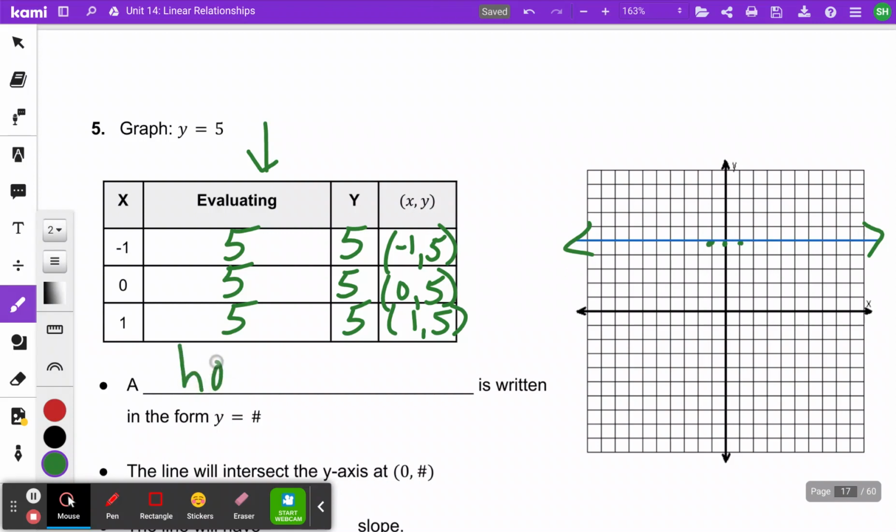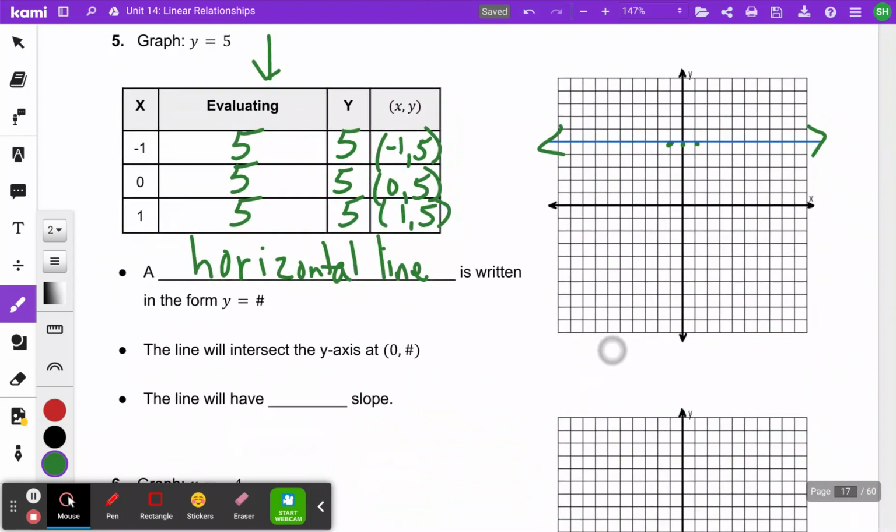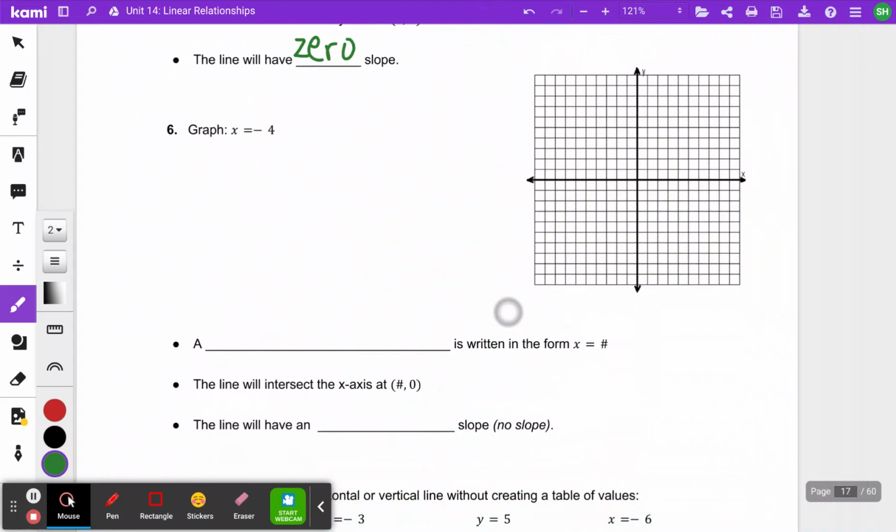So a horizontal line is written in the form y equals a number. The line will intersect the y-axis at 0, whatever number. In this case, that number was 5 every time. And the line will have 0 slope. It goes up and down 0. It just stays flat.